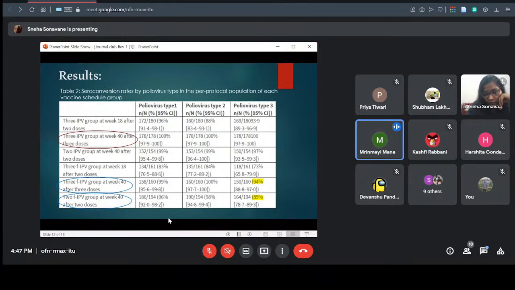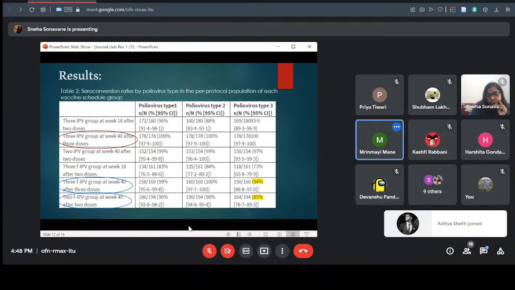As you can see, if we compare the 3 IPV group at 18 weeks, which means after 2 doses, whereas the 2 IPV group after 2 doses, the seroconversion rates in the 2 IPV group are significantly higher than the seroconversion rates in 3 IPV group. Similarly, you can see seroconversion rates of 3 fractional IPV group compared with 2 fractional IPV group are significantly lower, which means the seroconversion rates not only depend on the number of doses, but also the age of infant at the time of administration. Next slide.